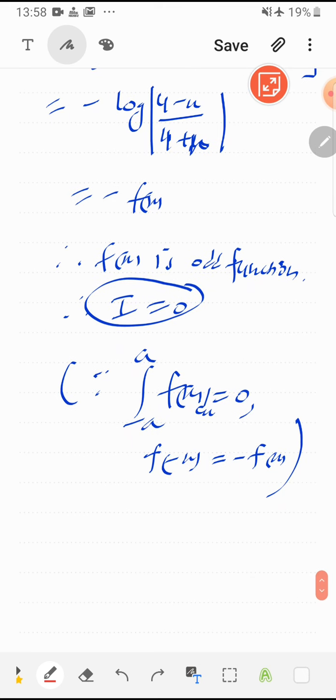And writing the property also, integral from minus a to a of f of x dx is equal to 0 when f of minus x is equal to minus f of x, then it becomes 0. So hope you have got this answer and the solution.